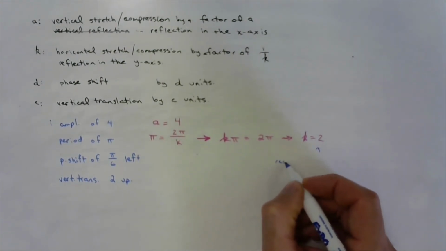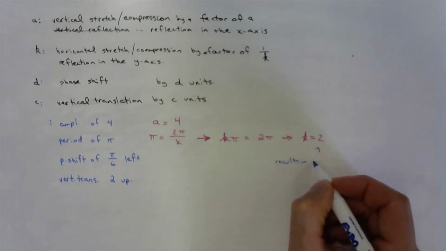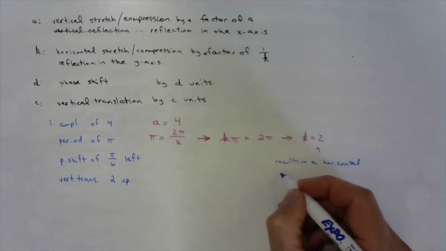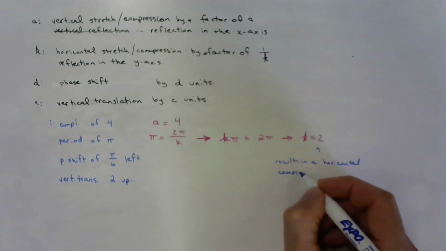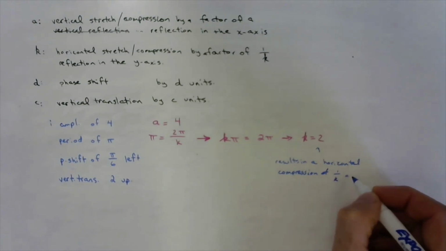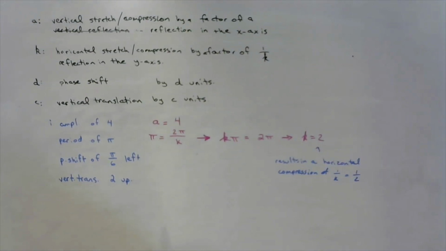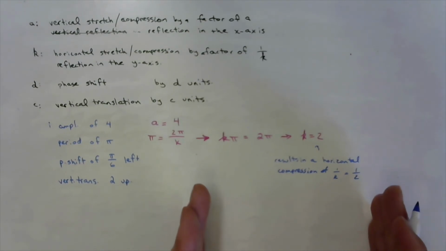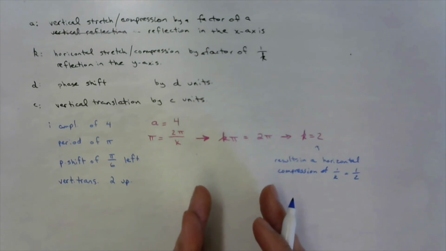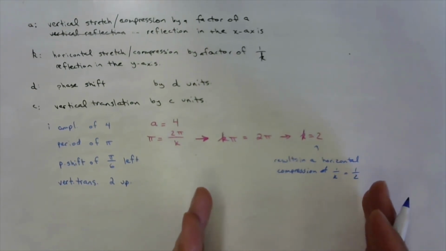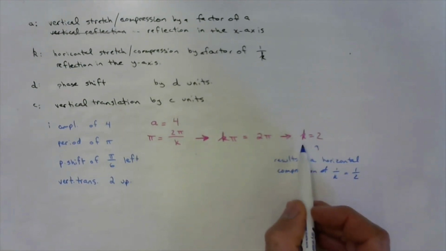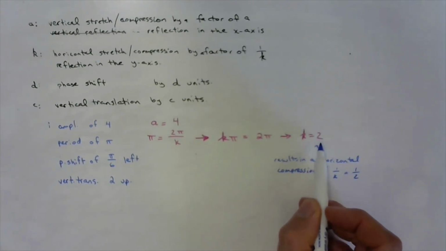This results in a horizontal compression of 1 over k, which is 1 over 2, okay? So this thing is going to be compressed. It's going to take up half the distance horizontally that it normally does. We know that because it went from a period length of 2 pi to a period length of pi. But to do that, the value of k is 2, okay?